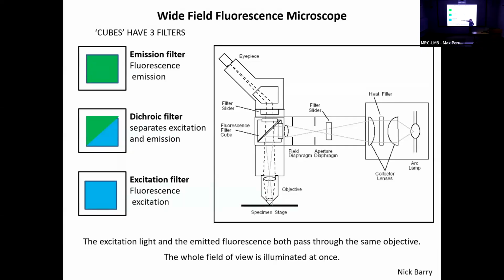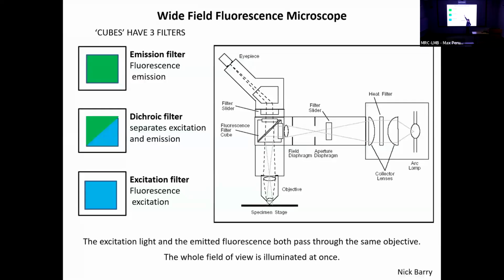The sample emits fluorescence, which comes back up to that dichroic mirror and goes straight through it because it's a different color. So blue light reflects, green light goes straight through. We've got a filter up here to clean up the emission spectrum, and then we look at that through the eyepieces or onto a camera.